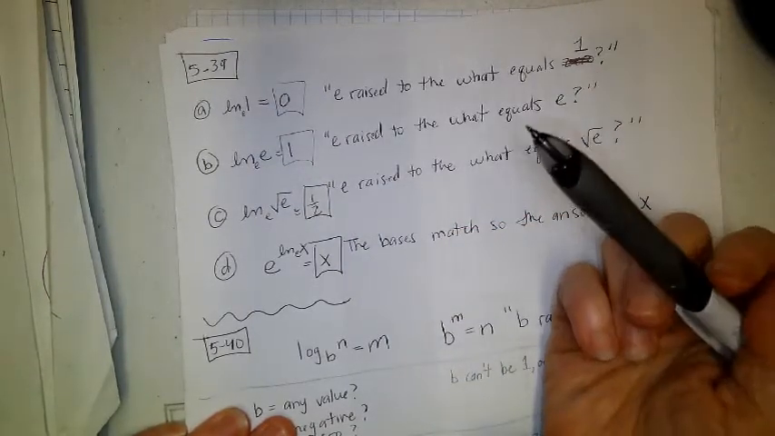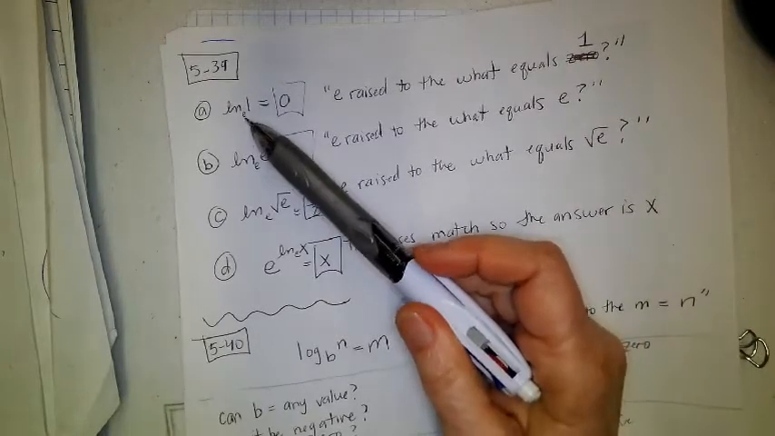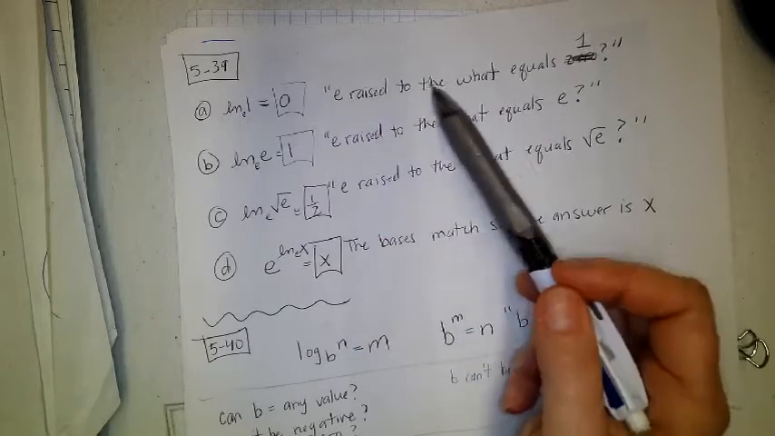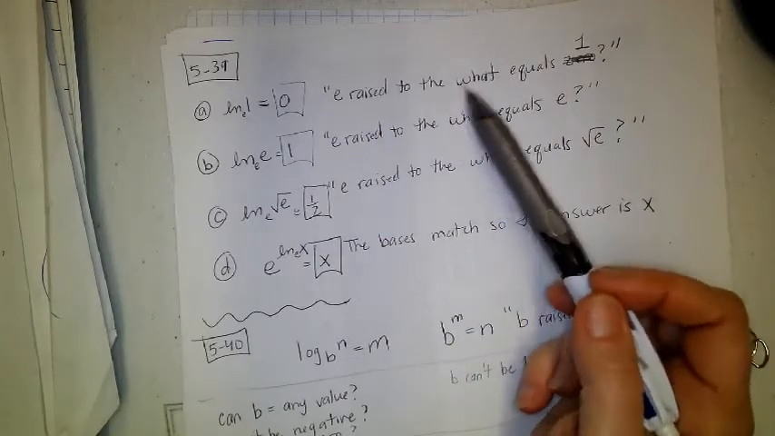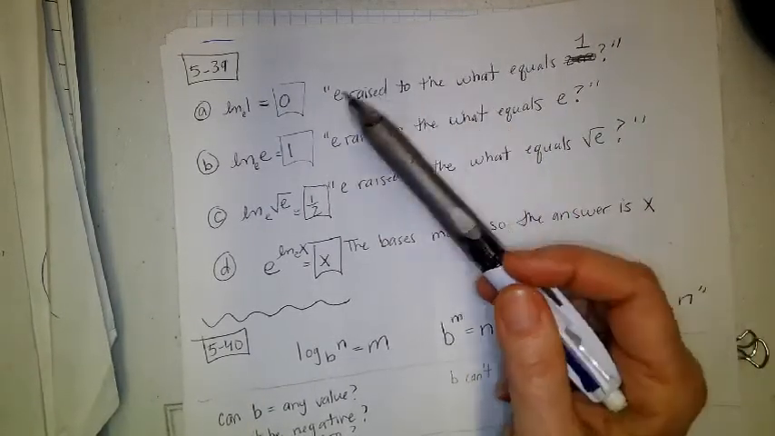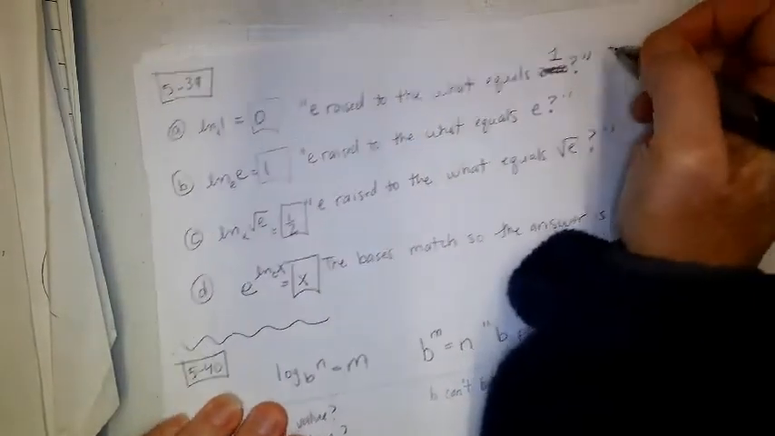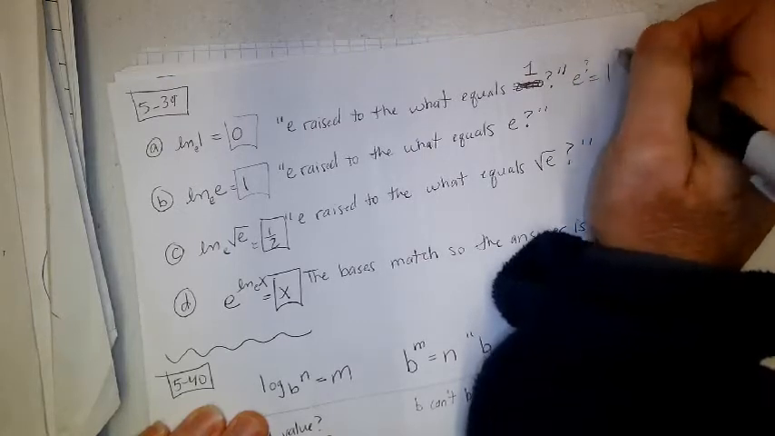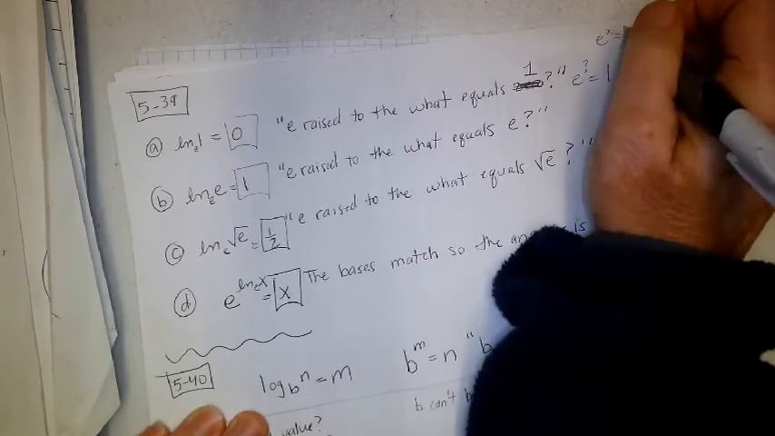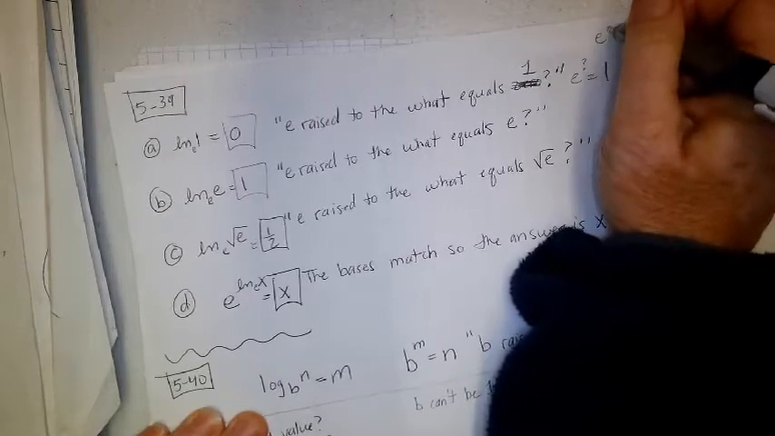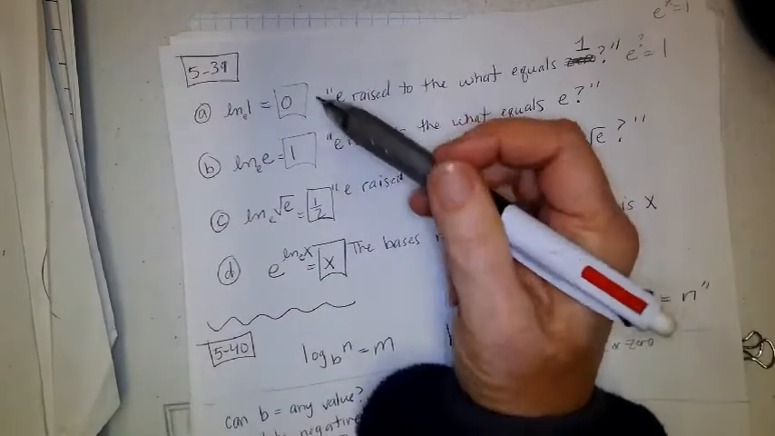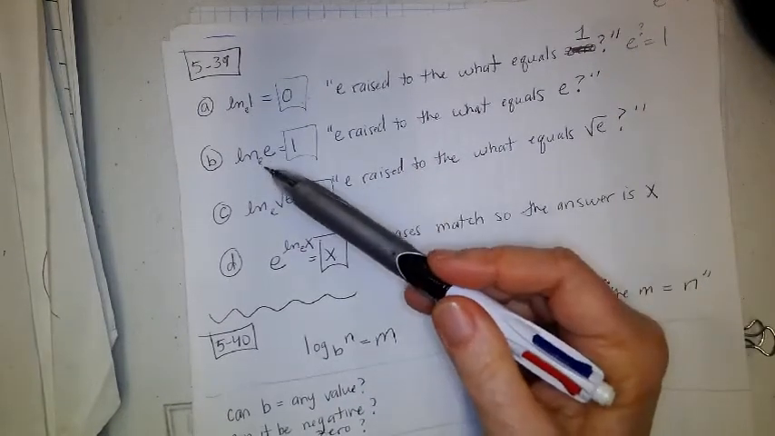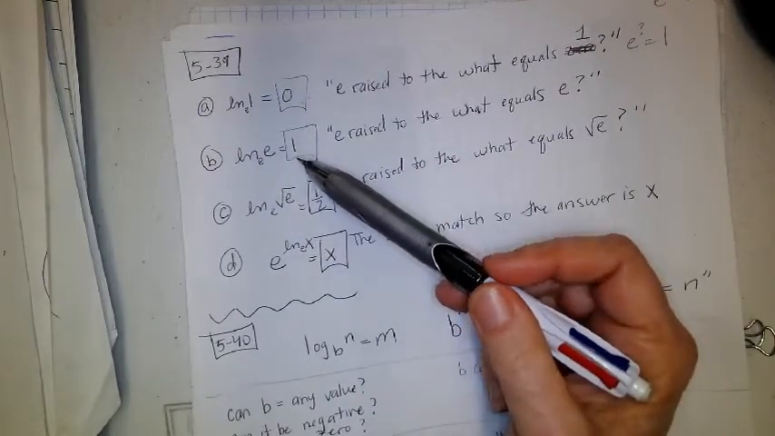So I'm just going to do this like I would do any other problem. I'm going to ask myself, e raised to what power would equal 1? You can just write that as e to the x equals 1. Well, anything raised to the 0 power equals 1, and that's why I wrote my answer as 0.